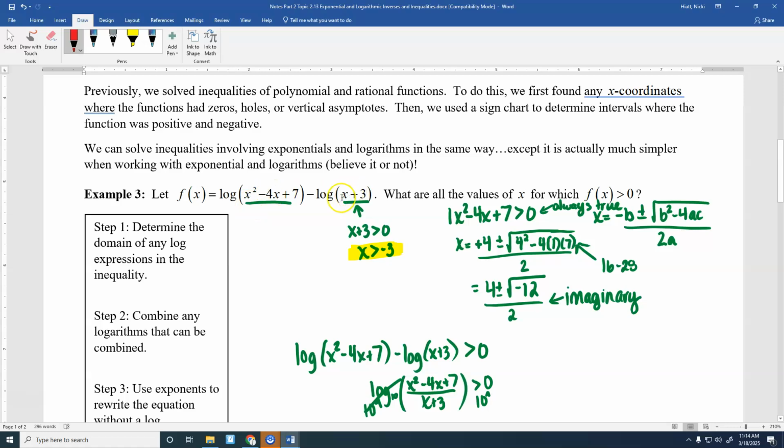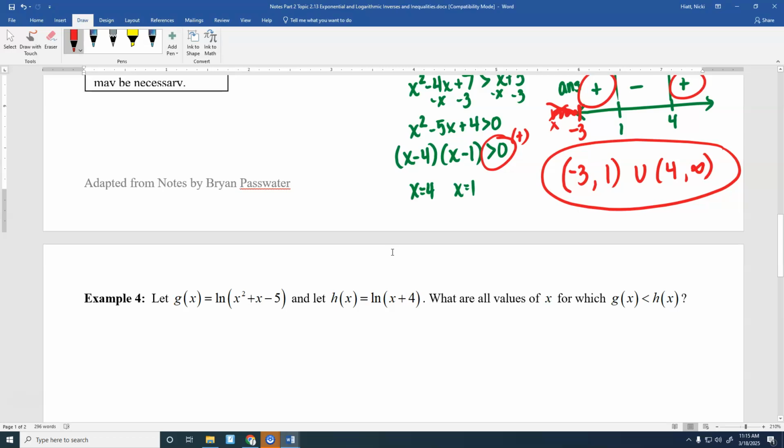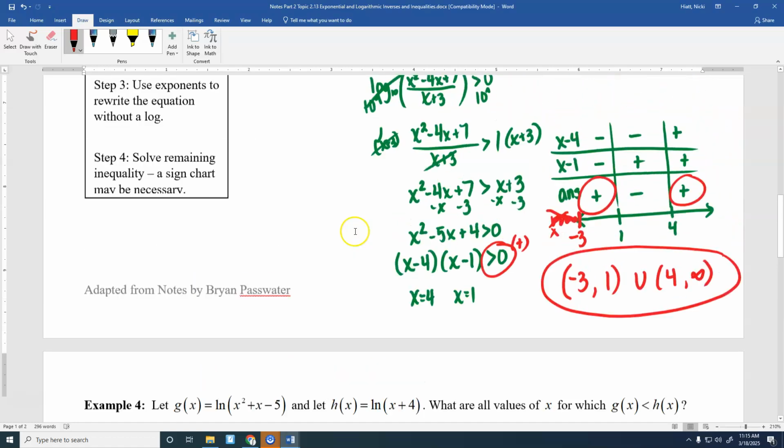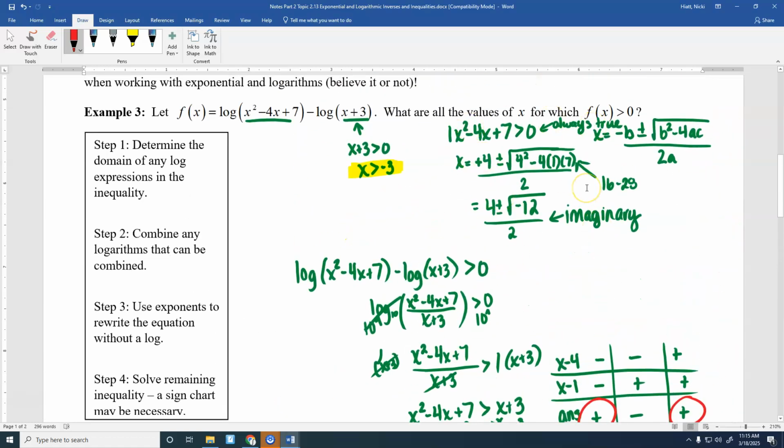At the very beginning, we looked at the domains for these, and you can't have a number lower than negative 3 in here, or it's going to give you a negative inside of the log, which is going to be an extraneous solution. So you have to throw that back in at the end. The imaginary lets you know it's always positive or always negative. So it doesn't actually give you a part you need to restrict, because it's not a real number on the real number line, but it lets you know it's always positive or always negative.